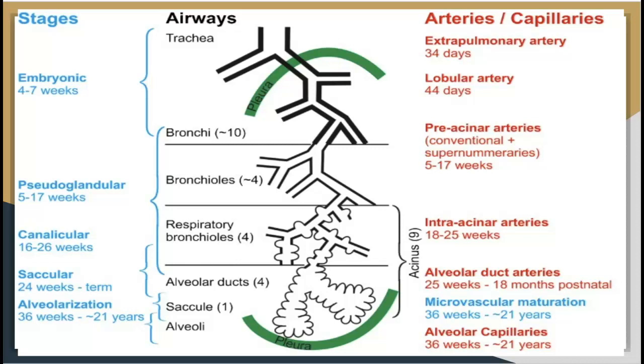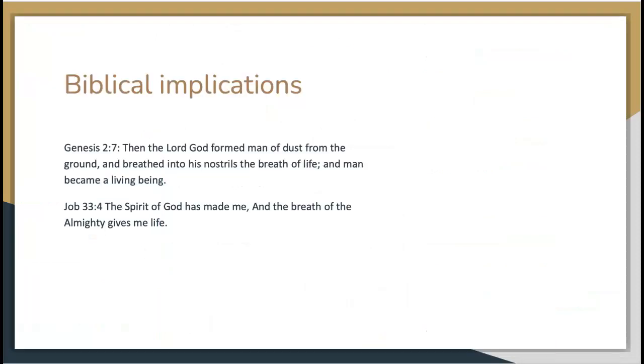For arteries and capillaries, we see that the extrapulmonary artery is formed at around 34 days. The lobular artery is around 44 days. The preacinar arteries are around 5 to 17 weeks. The intraacinar arteries are 18 to 25 weeks. The alveolar duct arteries are 25 weeks to 18 months postnatal, and the alveolar capillaries are 36 weeks to 21 years.